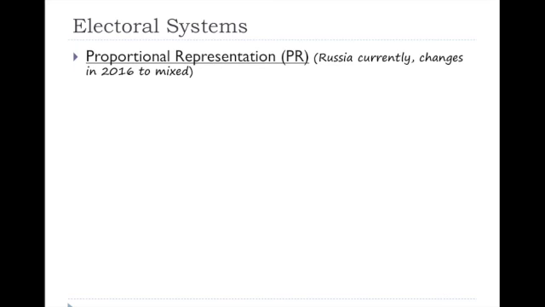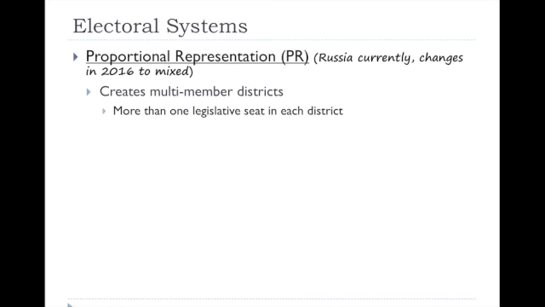Now, the other system that would be available would be called proportional representation. This is where you essentially vote for a political party, and the political party has a list of candidates, and if a party wins like 20% of the vote, they get 20% of the seats in the legislature. This can result in more party variety. There's a lot more parties involved. It creates a district with multiple members in it.